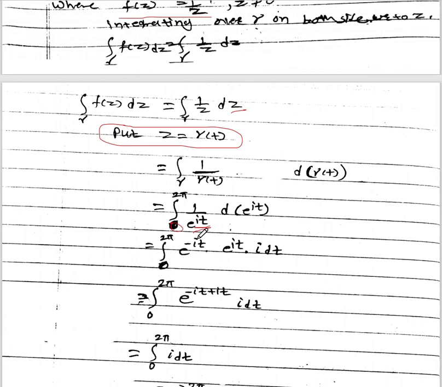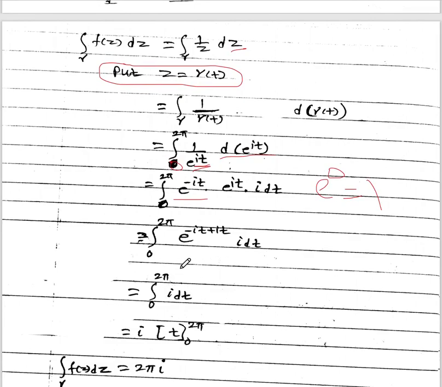We can take the term to the upper side, so this can be written as e raised to power minus it. The derivative of e raised to power it is e raised to power it into the derivative of it, that is i dt. So e raised to power minus it plus it becomes e raised to power 0, and e raised to power 0 equals 1.